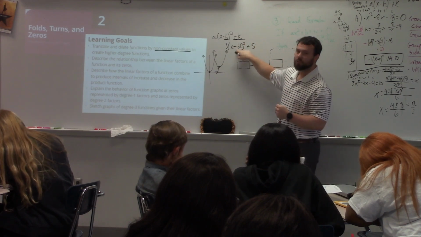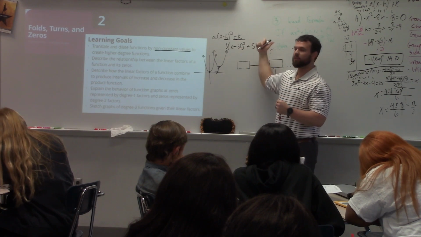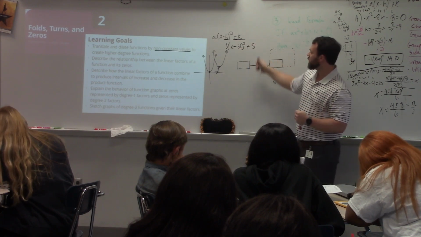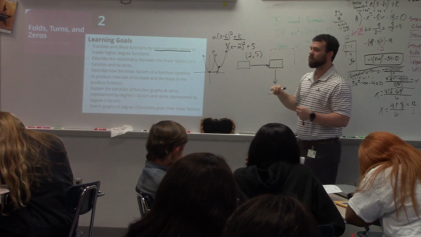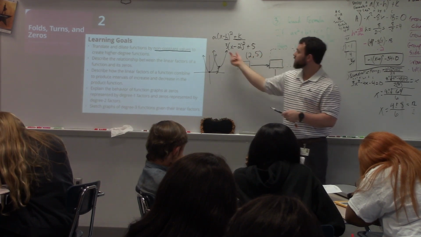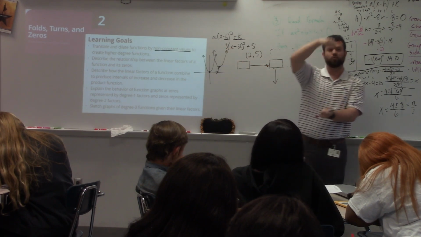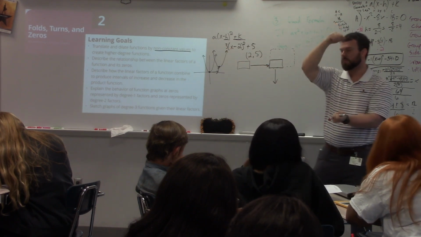Right? This would translate the vertex to the right 2. This would translate the vertex up 5. That's why you get the vertex there. It actually translates all those points. This 3 right here is a dilation. It's going to stretch my parabola up.